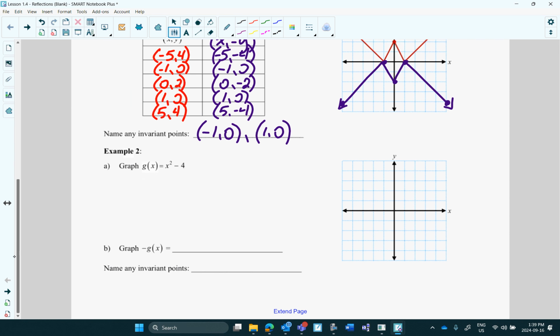Another example. Here we're told to graph a specific function, and you should know how to graph this. You know how to graph x squared. It starts at the vertex, then you go 1, 1, 2, 4. But this one is starting where? It's a parabola, but where does it start? 4 down from where this one starts. So x squared minus 4 is going to start down here. And then I go 1 across, 1 up, 2 across, 4 up.